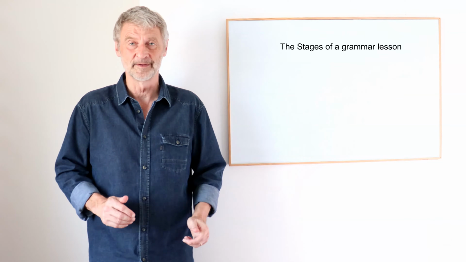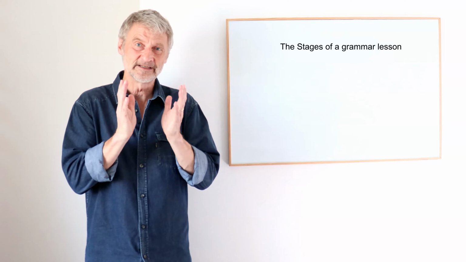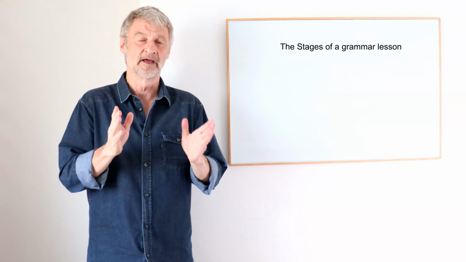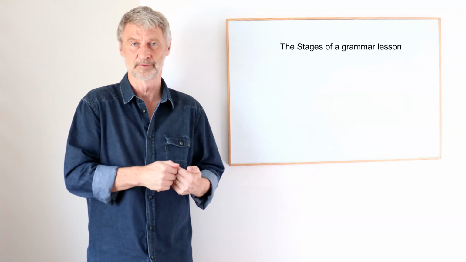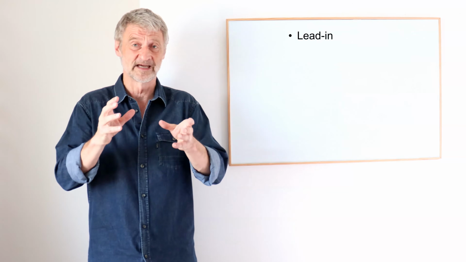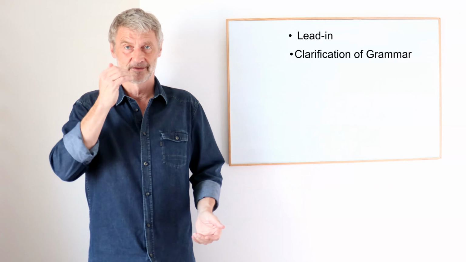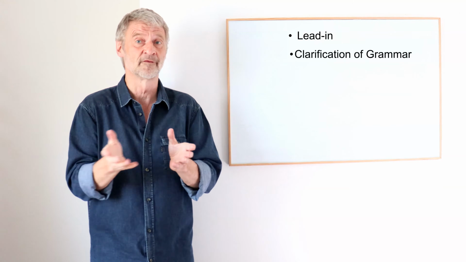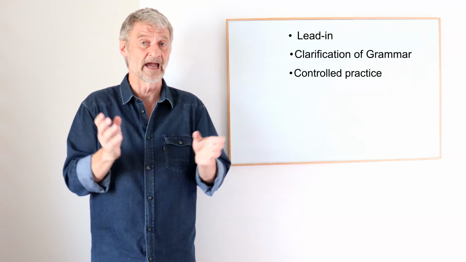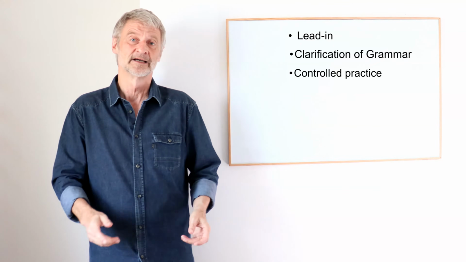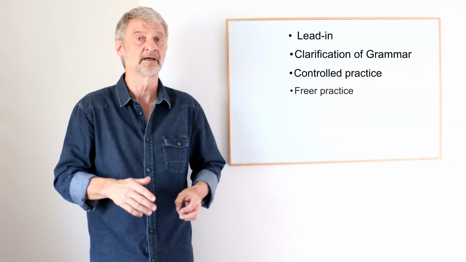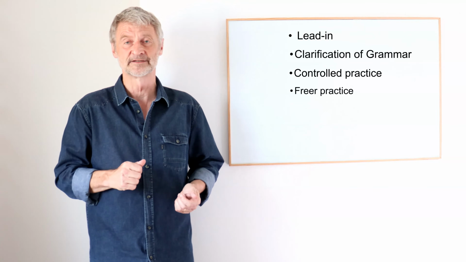Now we're almost coming to the end of the series. And throughout this series, we've been looking at one lesson. And the aim of this lesson has been the past progressive. We've been going over the stages from the lead-in, where we set the context for the lesson, the clarification stage, where students were involved in discovering the grammar, controlled practice, where students got accuracy practice of the target language. So what's going to happen next? Well, the logical next stage would be freer practice. And we're going to be looking at just that.